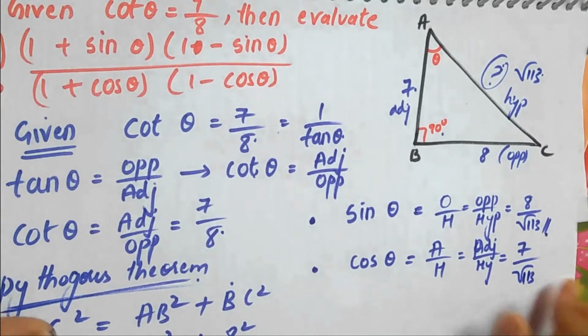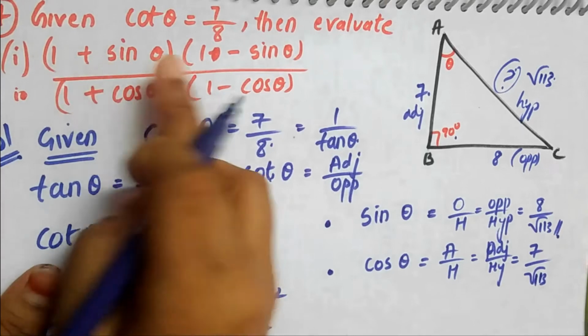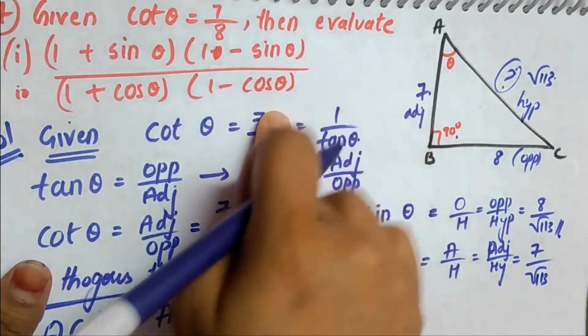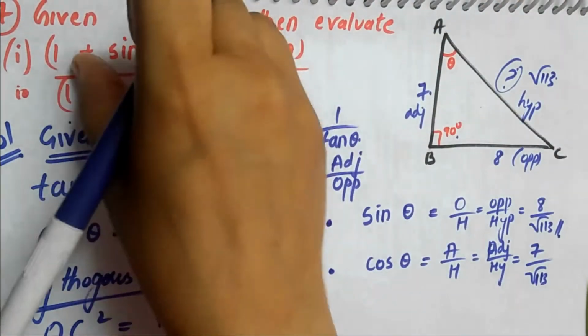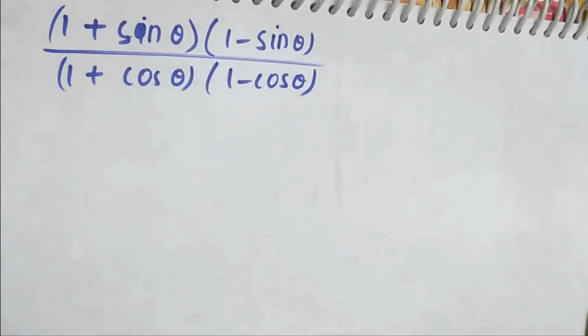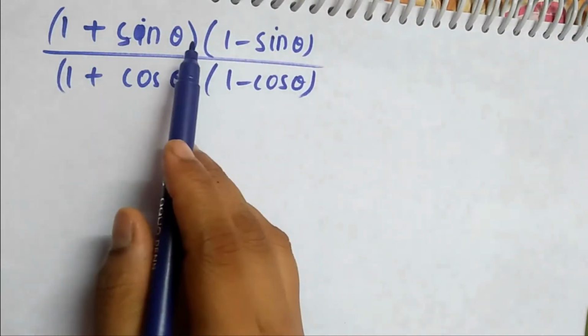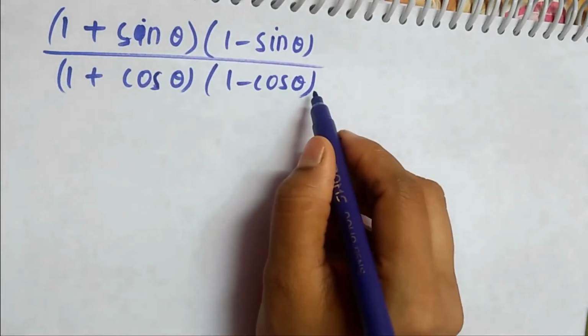What we need to do is find out 1 plus sine theta into 1 minus sine theta, divided by 1 plus cos theta into 1 minus cos theta. That means we need to substitute these values in it. Now we are copying exactly the question: 1 plus sine theta into 1 minus sine theta divided by 1 plus cos theta into 1 minus cos theta.